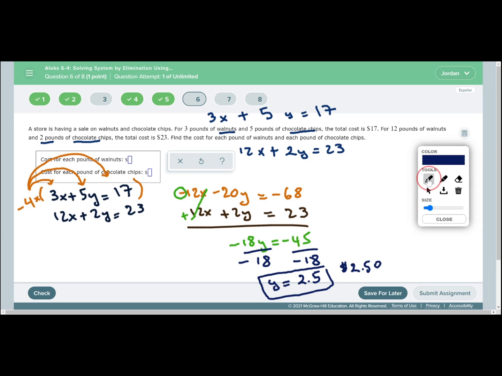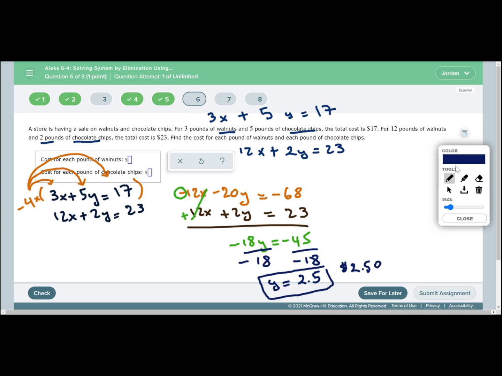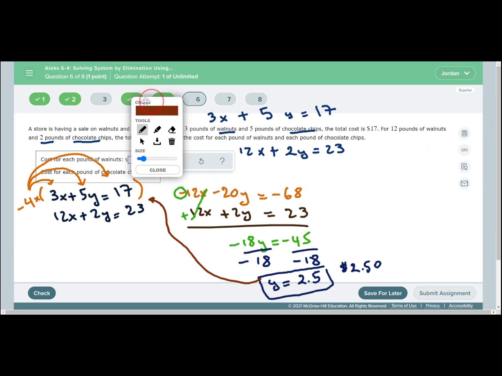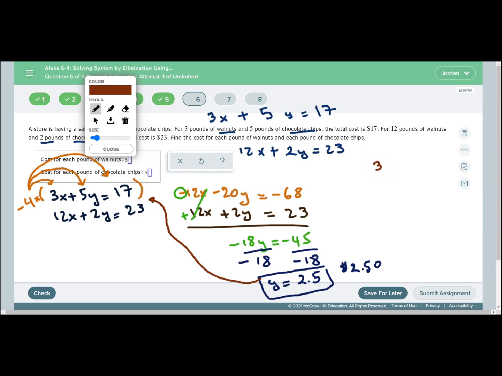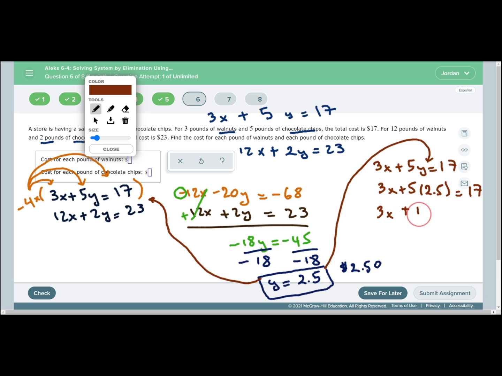Okay, so what we're going to do is continue solving the problem by solving for x. We take this and plug it into one of the original equations. Let's say I plug into the first one. 3x plus 5y equals 17. And your y is 2.5. That will be 3x plus 5 times 2.5 equals 17. 5 times 2.5 will be 12.5, so 3x plus 12.5 equals 17.